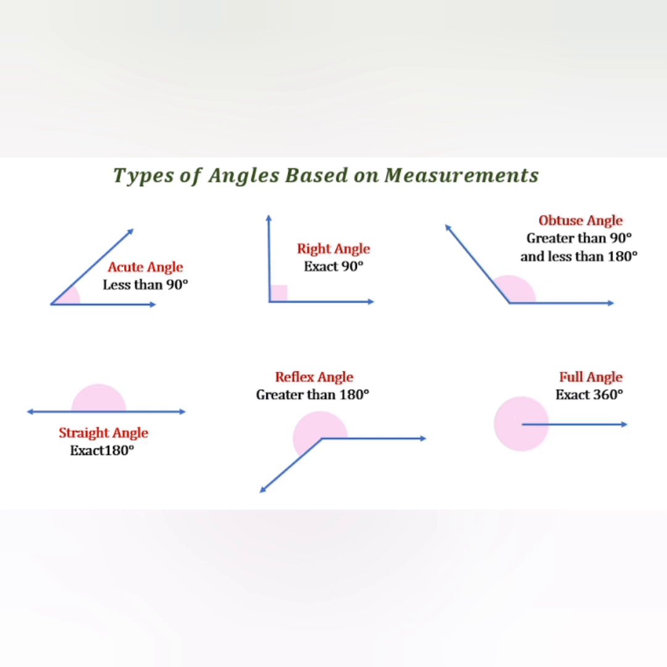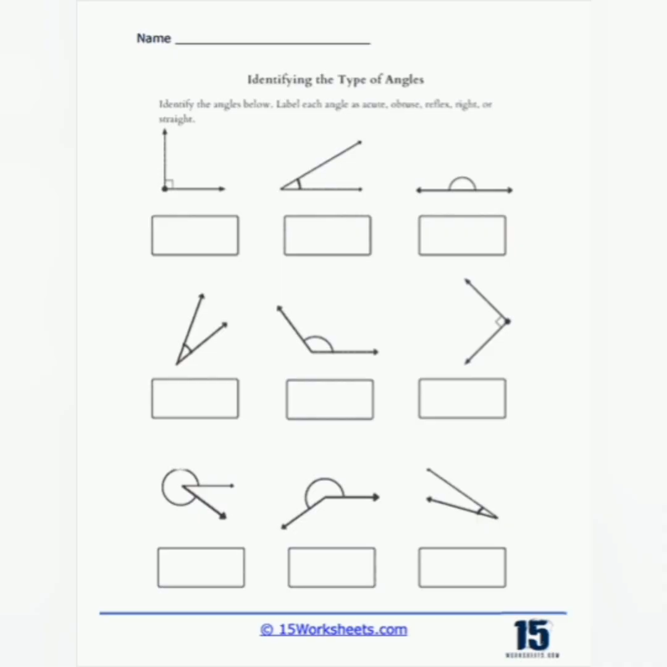Good. Now, what you have on your screen is a worksheet on types of angles. I'm sure you already know the types of angles. The first one is a correct right angle. The second one is an acute angle, less than 90 degrees. The third one is a correct straight line angle. Well done, you're so smart. I'm sure you can attempt the others. Send them to me privately to be sure you're correct.